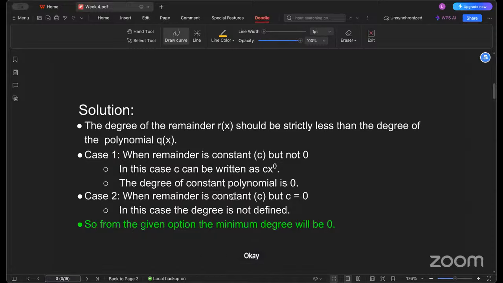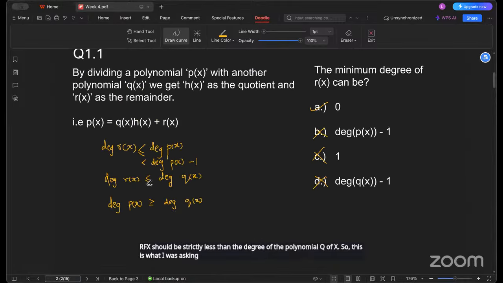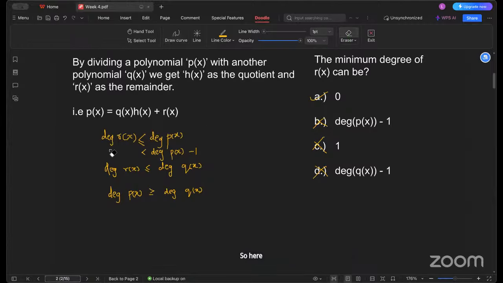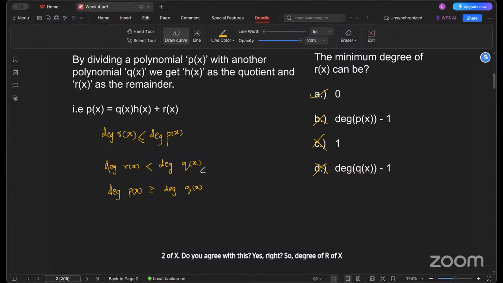Okay, fine. So now the next question is, first here the same explanation is given, whatever I have given. So degree of the remainder R of x should be strictly less than the degree of the polynomial Q of x. So this is what I was asking. So degree of R of x, first of all, should be strictly less than degree of Q of x. Do you agree? So here I wrote it here. So this is actually strictly less than Q of x. Do you agree with this? Yes, ma'am. Yes, right? So degree of R of x is strictly less than degree of Q of x.